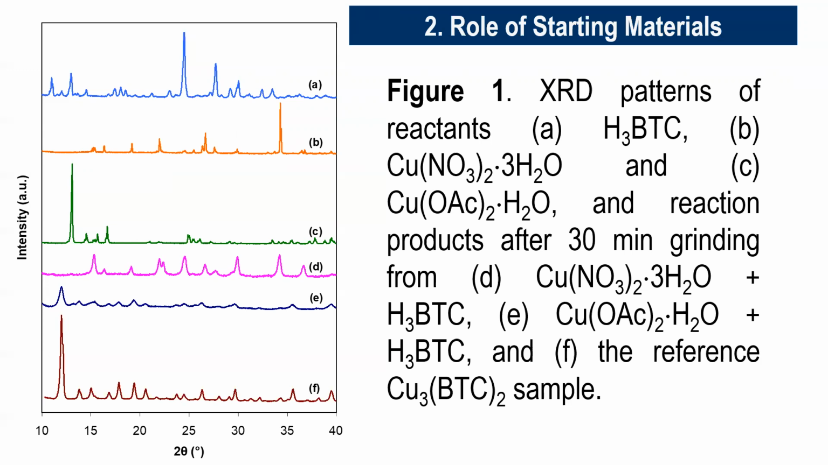In D is our compound from copper nitrate trihydrate and trimesic acid, and E is with copper acetate monohydrate and trimesic acid. Comparing them to our reference standard that's seen in F, we see that the peaks in E, or the copper acetate copper BTC, represent the structure more closely than in D, where D is missing many of the peaks.